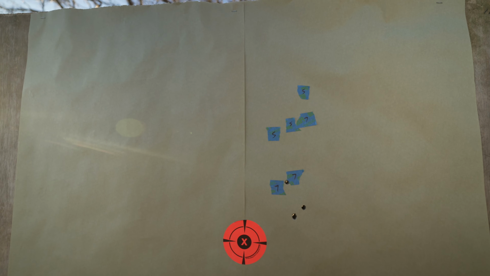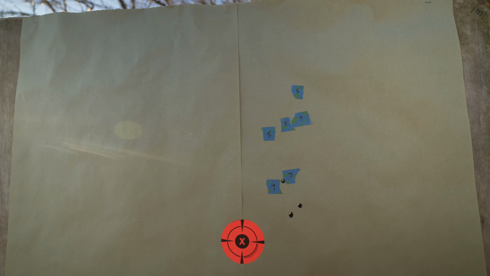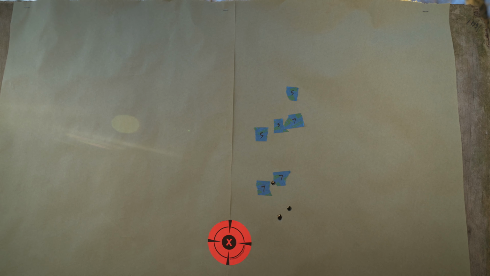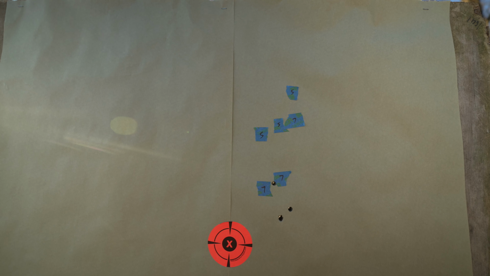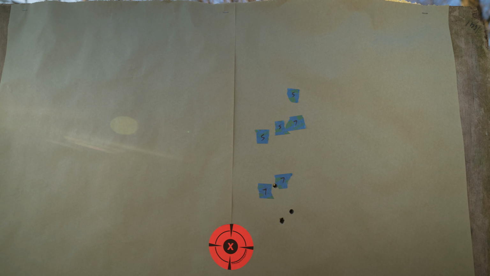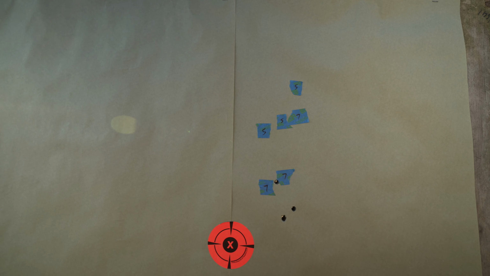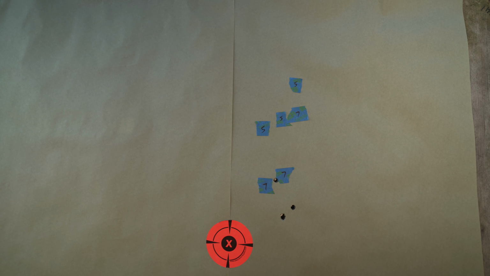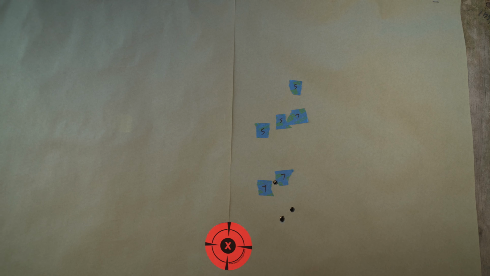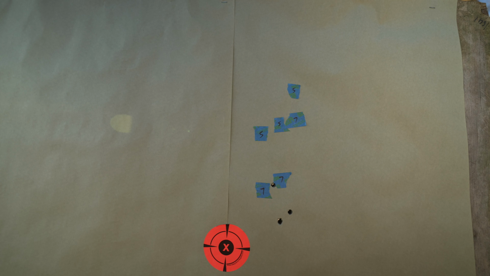All right, so here's our target. We got the 65.5s marked with the 5, the 65.7s marked with the 7, and the 65.9s I haven't marked yet. Okay, so looking at this target, the 65.9s had the best group, right around probably half minute, maybe a little under.